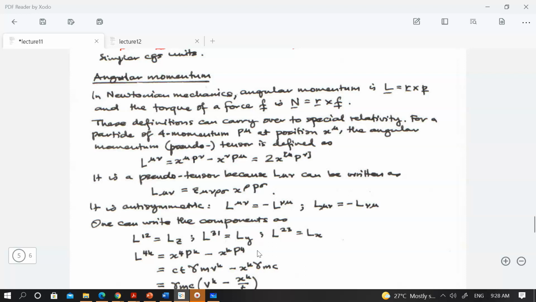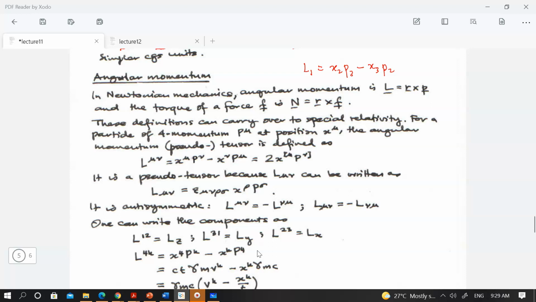Let's recall a little bit. For example, angular momentum is given by R cross P in terms of vectors over here. So for example, L1 is essentially a cross product here: X2 P3 minus X3 P2. This suggests this form of a difference of two quantities with the indices swapped, and it suggests that we should define the angular momentum in special relativity by a similar kind of difference between two quantities. So you define L mu nu equals X mu P nu, and then take the difference with X nu P mu.